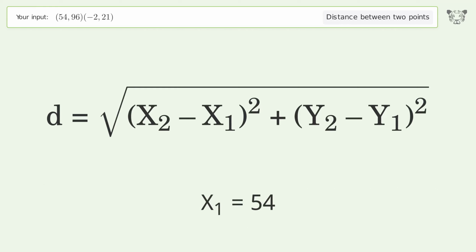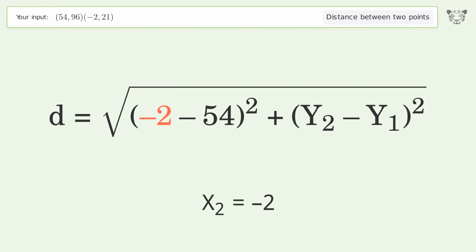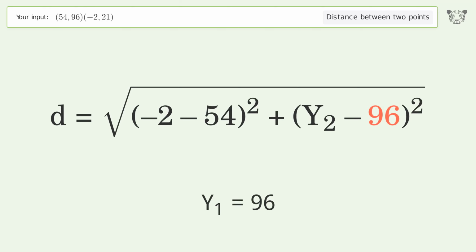x1 equals 54. x2 equals -2. y1 equals 96. y2 equals 21.